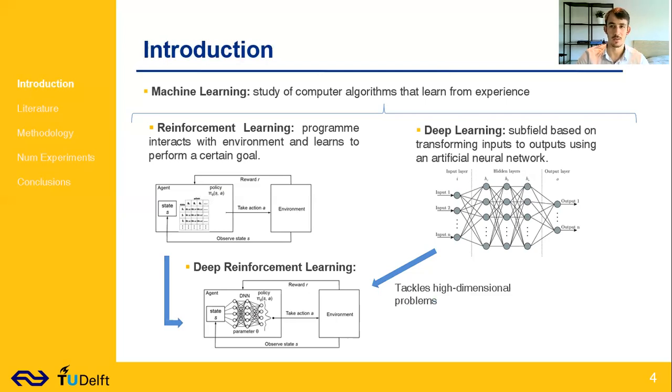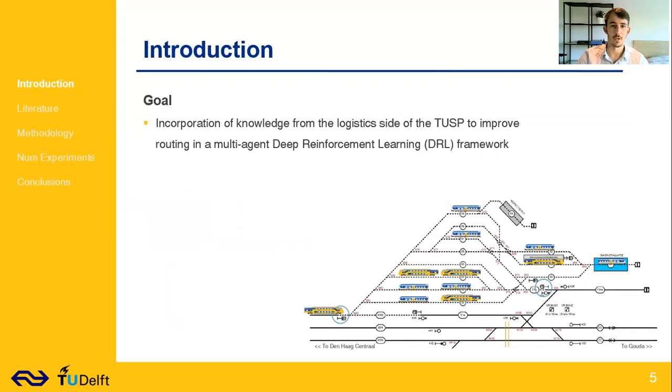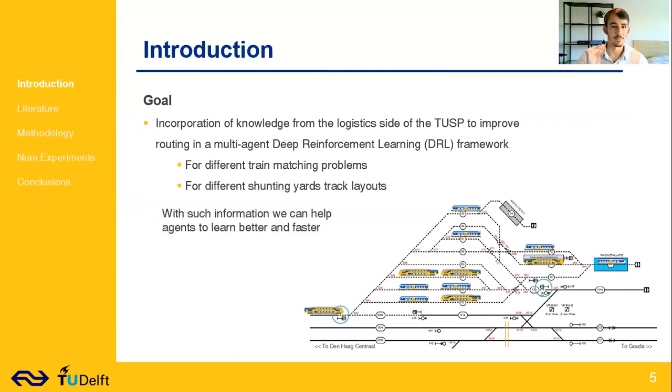up to high-dimensional problems. So the goal of this research is to incorporate knowledge from what we call the logistics side of the problem to improve routing in an existing multi-agent deep reinforcement learning framework. We are targeting different train matching problems and different shunting yards track layouts. With this information, we can help agents to learn better by guiding them to do the right movements and other decisions, and faster by constraining more the problem.